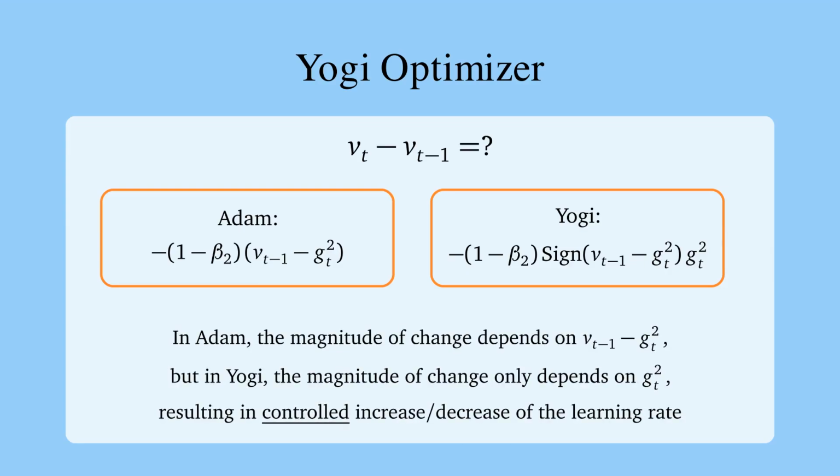However, in Adam, the magnitude of the change depends on both v sub t minus 1 and g sub t. But in Yogi, the magnitude of the change only depends on the current gradients, not the past v sub t minus 1. So this makes Yogi have more controlled change in the effective learning rates.